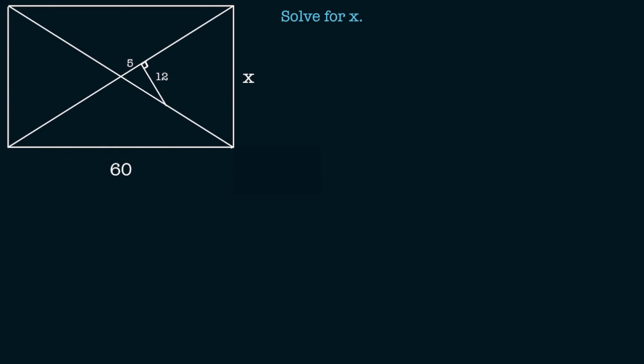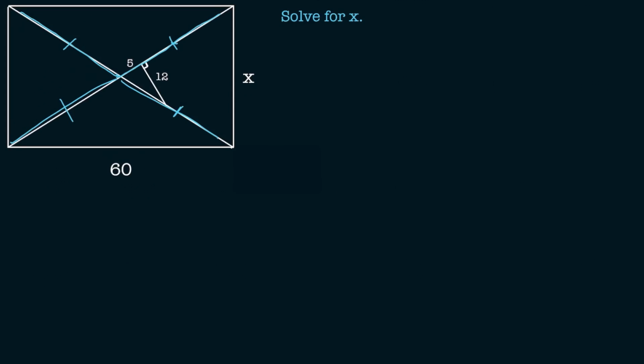Right. First, let's establish some relationships in this diagram. Now, since this is a rectangle, we know that its diagonals are going to bisect each other. So, for example, this part of the diagonal is congruent to this part of the diagonal. Right? But since it's a rectangle, we also know that the diagonals are congruent. So all of these halves are going to be congruent. So these are all congruent to each other.